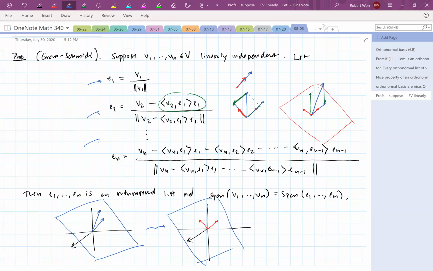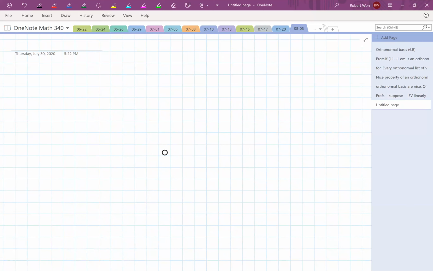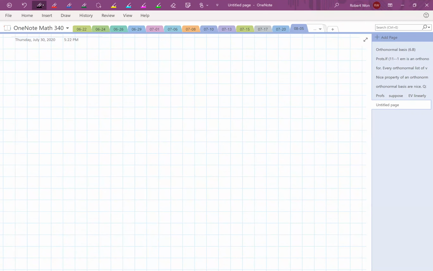Okay, I'm not going to try to include this picture in the PDF of the notes. So you need to draw this picture and internalize it. Okay, but let's prove that these vectors in fact form an orthonormal list.